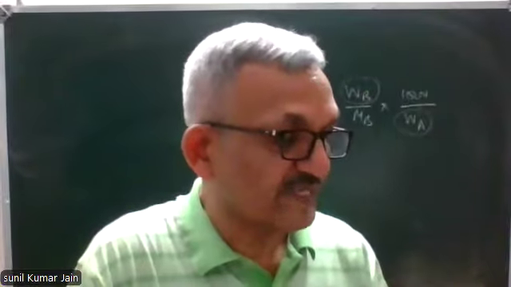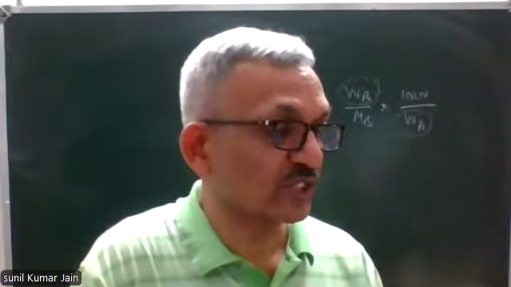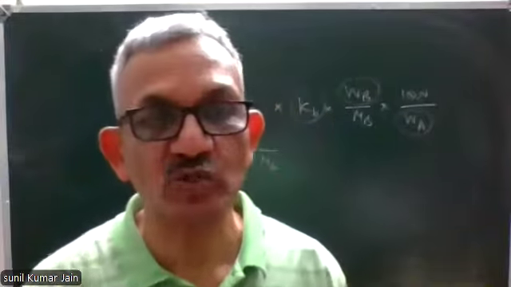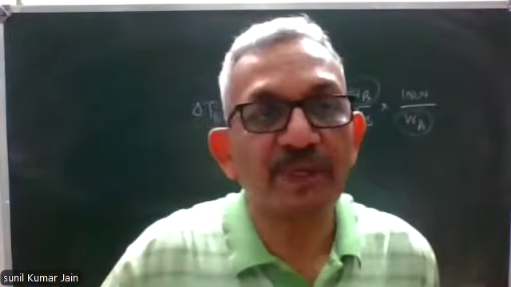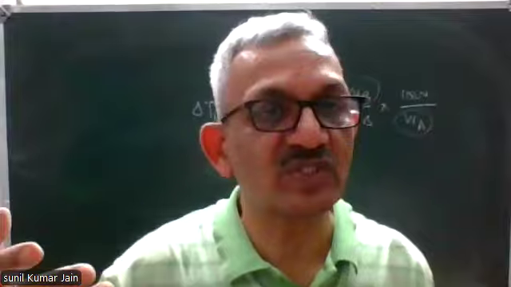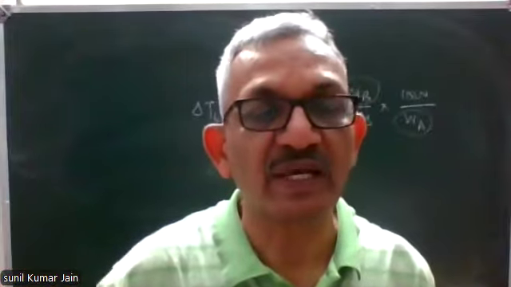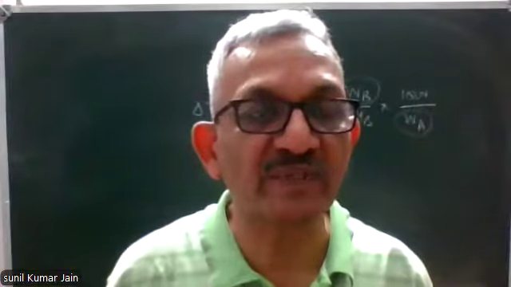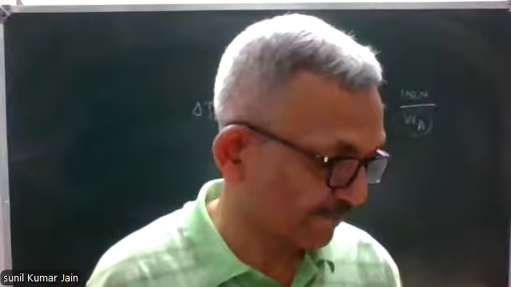Fourth, what is the effect of dissociation and association on colligative property and molecular weight? If I take dissociation first, colligative property will increase, molecular weight will decrease. In case of association, it is opposite. Colligative property will decrease, and the molecular weight which we calculate will increase.